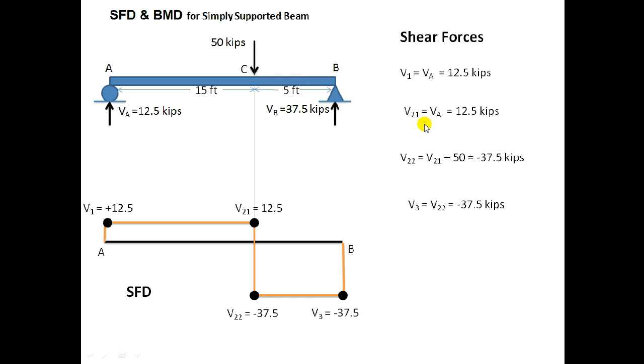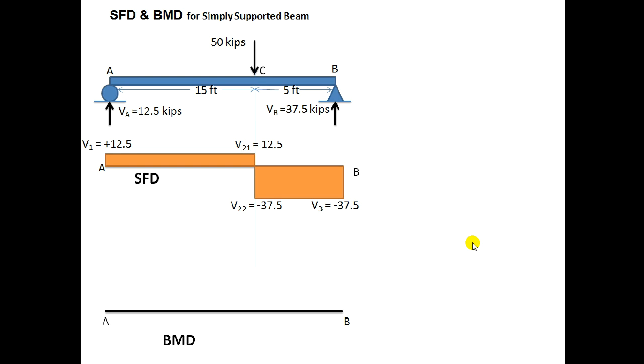This we can find out. V21 is equal to VA. V22 is equal to the previous shearing force minus 50, which is the point load acting over here. We can find out V22 in this way, and V3 is equal to V22. And at the last, V3 and VB, the reaction force and the shear force at that point, must be the same. Now this is the SFD I have drawn, and now I will draw the BMD for this shape.